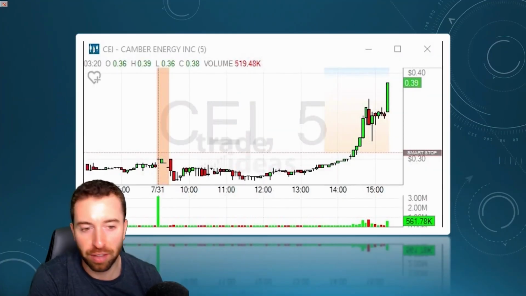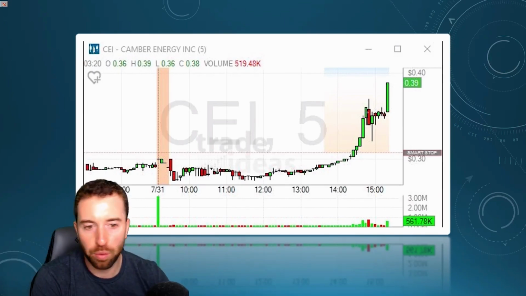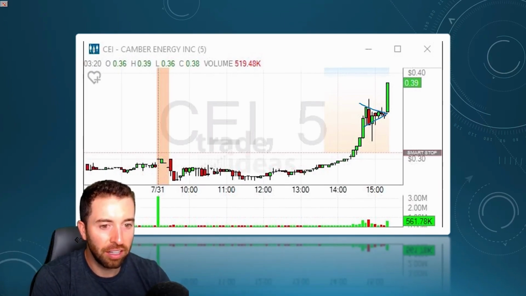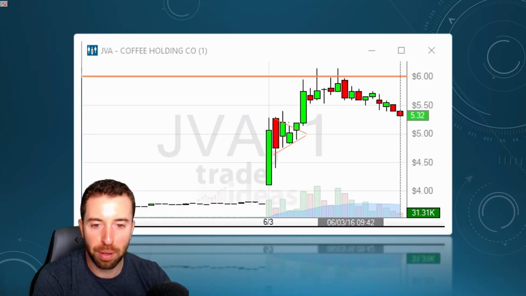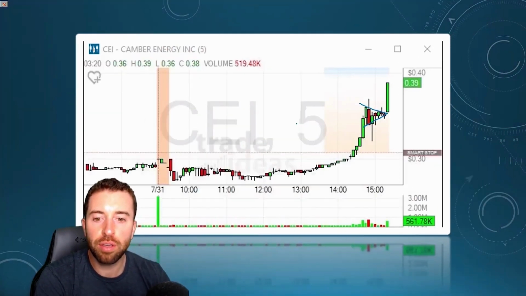Same exact thing with bull flags. At the corner is where you get a breakout. You might say, Deck, what do you mean by the corner? The corner is here. Corner of the triangle, you get your spike. That's what you want to look for.